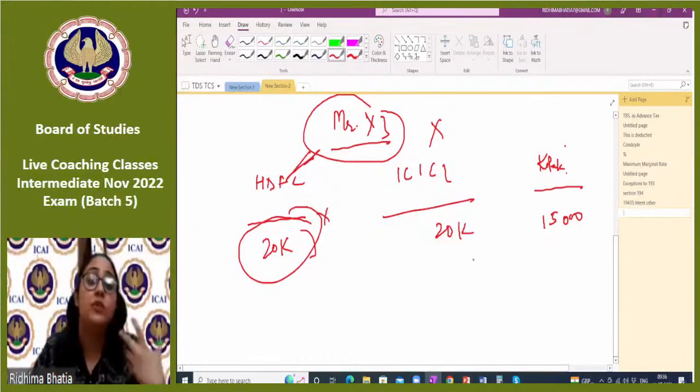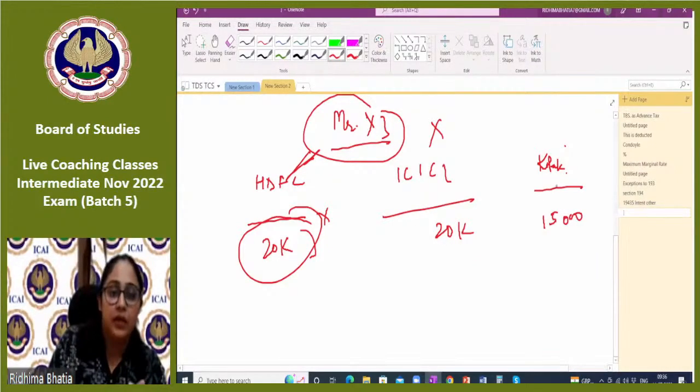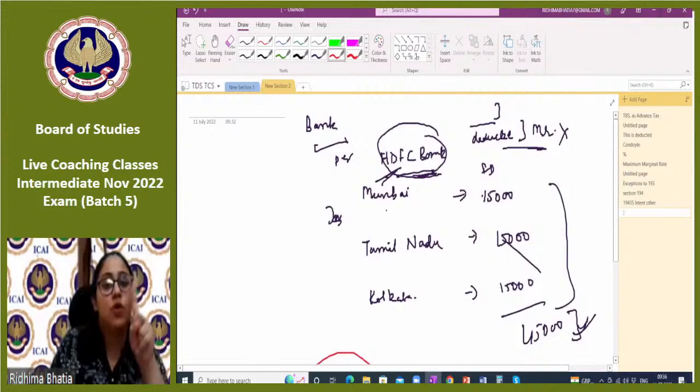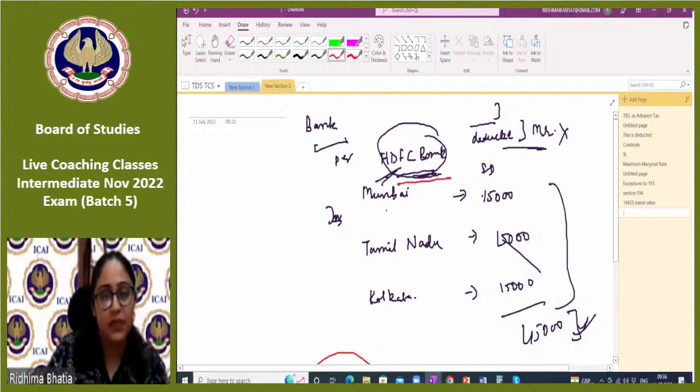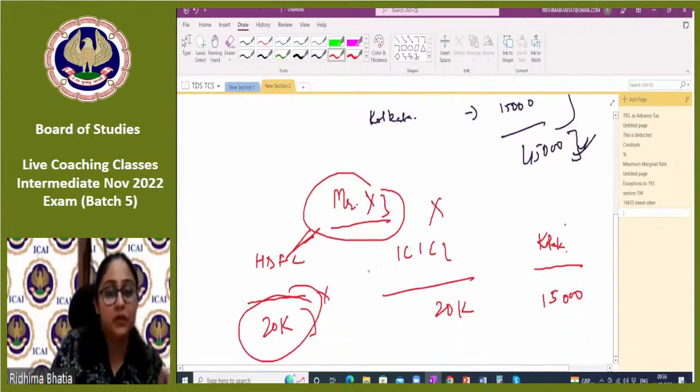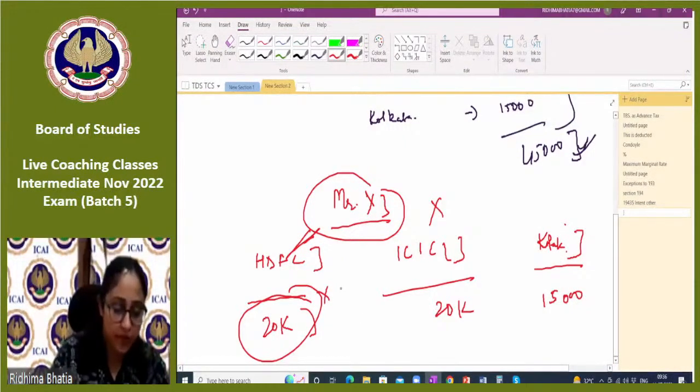The limit is per source. Each source has to see its own limit. In the earlier example, the source was common, which was HDFC Bank. There were different branches. But here the source is not common. The sources are different. HDFC Bank is a separate entity. ICICI Bank is a separate entity. Kotak is a separate entity. Okay? So you have to remember this.